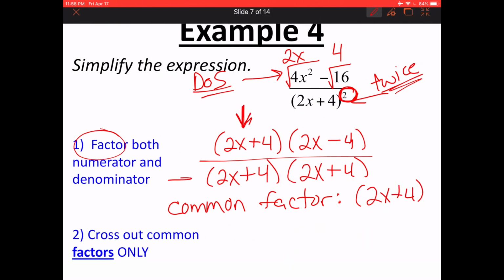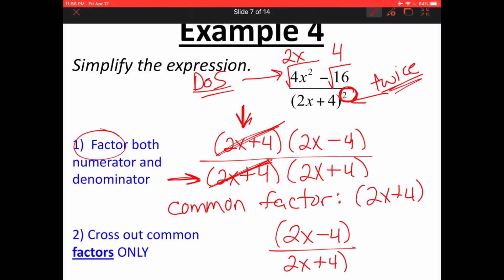There it is in the numerator. There it is in the denominator. So if that's my common factor, I can cross it out. And my final answer for the simplified version would be 2x minus 4 over 2x plus 4. So here is your final answer. And notice you cannot cross anything out because in the numerator it's a minus, the denominator it's a plus. Remember, to cross things out, they have to be identical, completely identical. Okay, guys? So there's my answer for example 4.